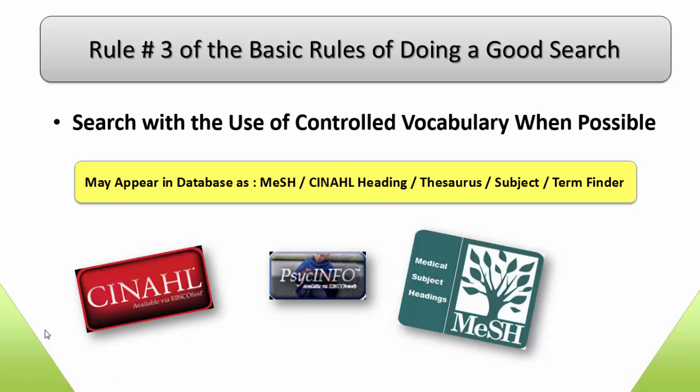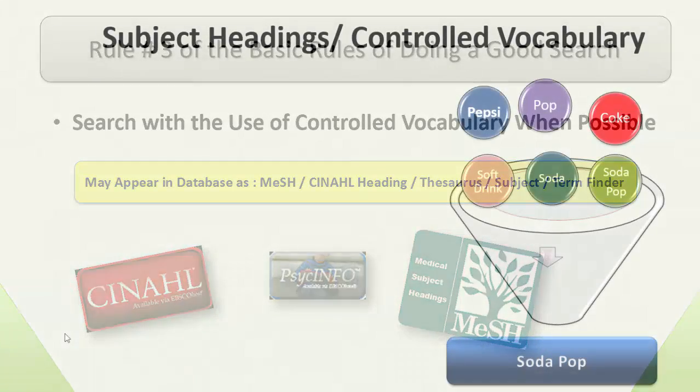Databases that have controlled vocabulary may call it different things. PubMed calls it MeSH, or Medical Subject Headings. CINAHL calls them CINAHL Headings. And in other databases, you'll see it called a thesaurus, subject or subjects, or you may even find it in PsycInfo called Term Finder. All of these, regardless of the terminology that's used, are what are called a controlled vocabulary, and it can be very useful for you in doing a good search.